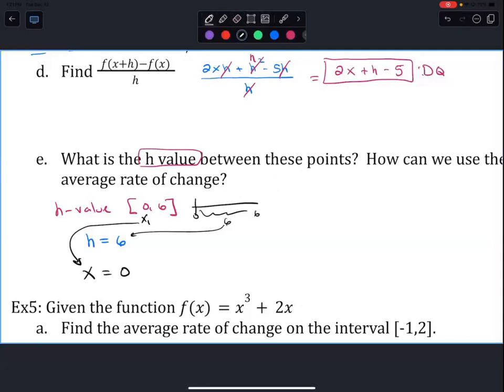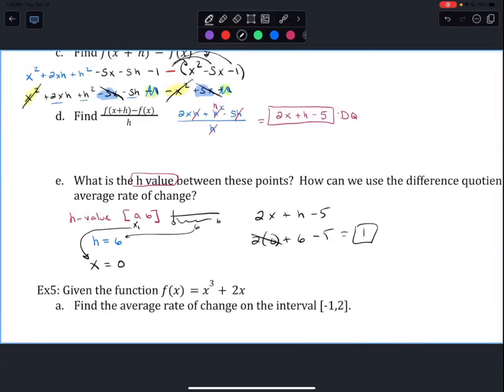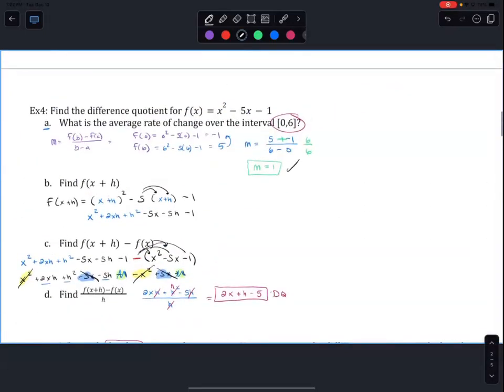So you got h is 6 and x is 0. I'm going to go back to that difference quotient that I found, and I'm going to plug in 0 for x. I'm going to plug in 6 for h, and I'm going to simplify. It's 2 times 0 is 0, and 6 minus 5 is 1. So what's the average rate of change on the interval of 0 to 6 with an h value of 6, with an interval length of 6? 1. Right back verifying what you got from part A.